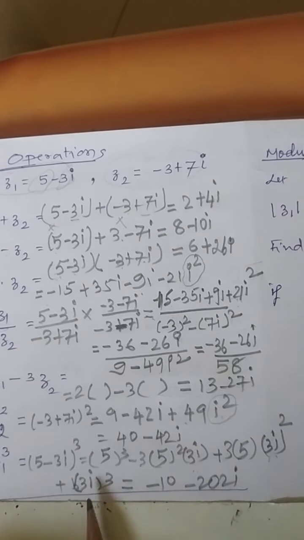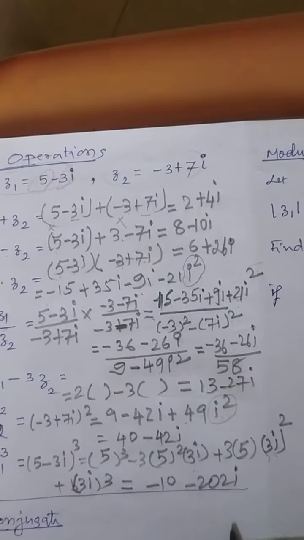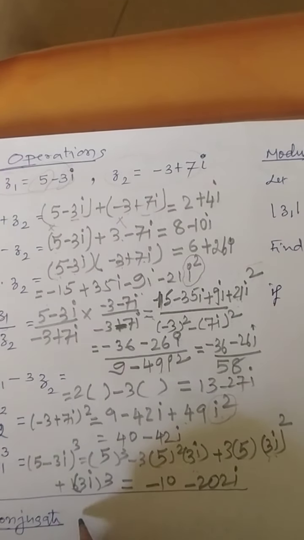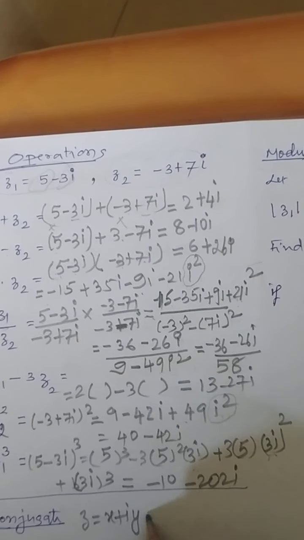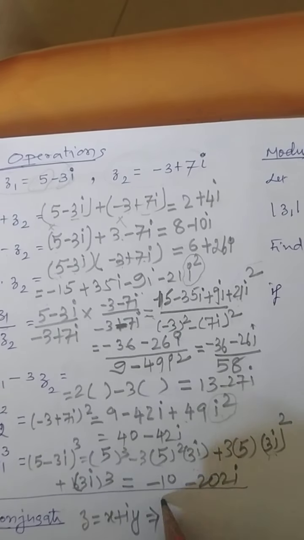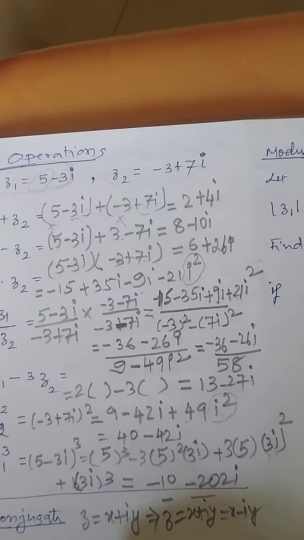So you will be getting minus 10 minus 202i. I am adding a few more simple concepts. Look here, conjugate. The definition: if any complex number is in the form x plus iy, then its conjugate z bar can be written as (x plus iy) the whole bar, which is x minus iy. If z1 is 3 minus 4i, its conjugate will be 3 plus 4i.